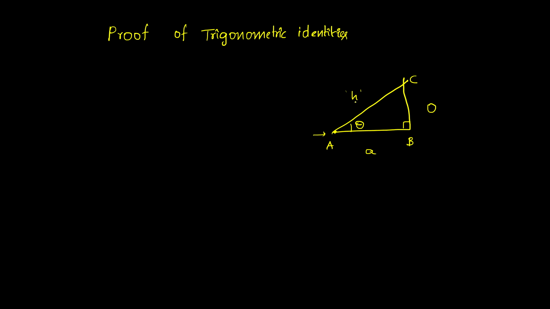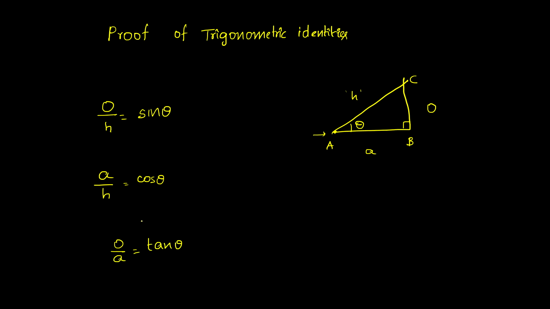Now there is no exact proof for how we define sin theta. There is nothing like an exact proof. The thing is, we will assume opposite by hypotenuse as sin theta, we will assume adjacent by hypotenuse as cos theta, and we will assume opposite by adjacent as tan theta.